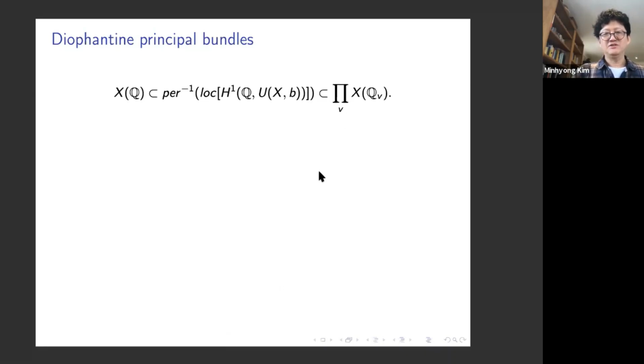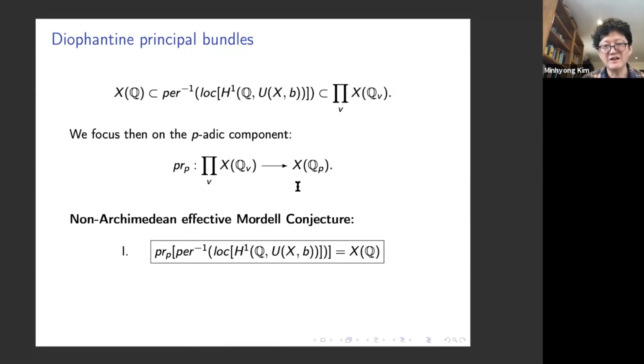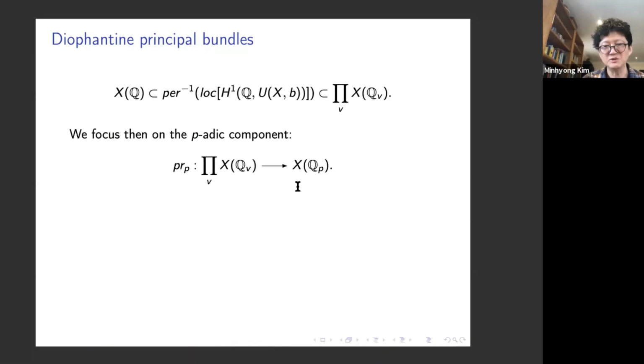Yeah, so anyways, this is just setting out an inclusion, what I just said in words. And I said this already in words as well, but I guess I forgot that I made a slide. If you just look at the p-adic component of this inclusion, if you project this down to Q_p, I can now formulate a non-abelian effective Mordell conjecture.